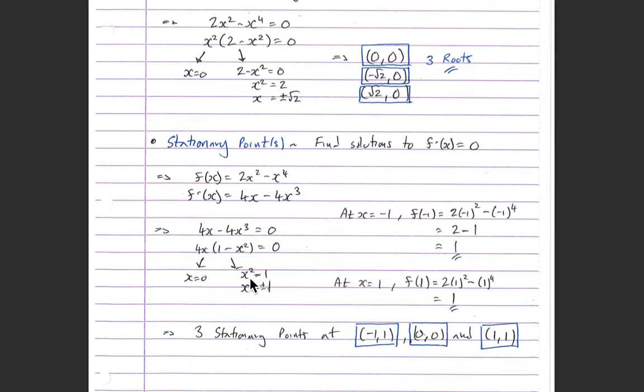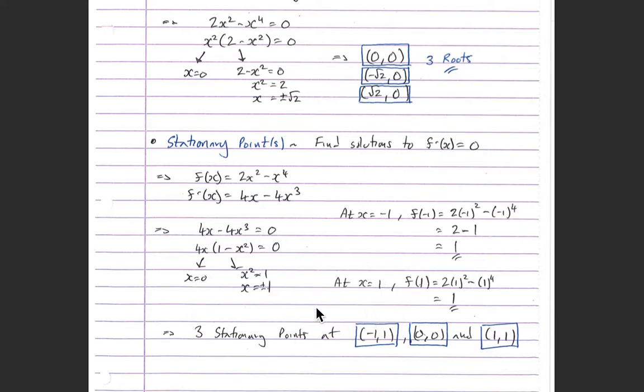All 3 of these need y-coordinates, although we happen to know already the y-coordinate for x equals 0, but we need to work out for x equals minus 1 what f of minus 1 will be. That's 1. And at x equals 1, we have f of 1 is also 1. So there are 3 stationary points at (minus 1, 1), (0, 0), and (1, 1). Remember, you can pause this video and study the solution carefully. Make sure you understand all the steps and ask questions if you do not.